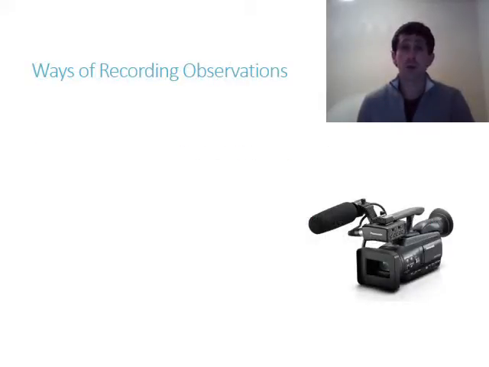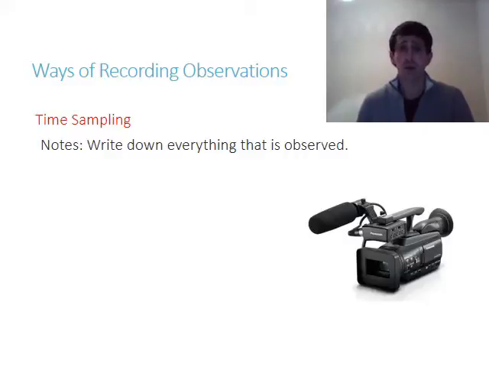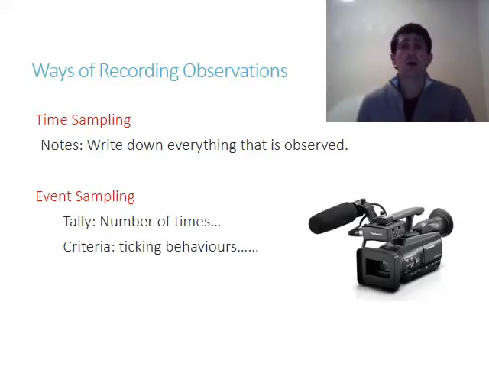There are a number of different ways to record a psychological observation, and the two main ones are time and event sampling. With time sampling, the observer will write down absolutely everything that they can observe, whereas with event sampling, we use tally charts or behaviour categories to record behaviour. So we might tick off the number of times a particular action or behaviour has been observed. So time sampling, we're writing everything down. Event sampling, we're ticking off using tally charts and behaviour categories.